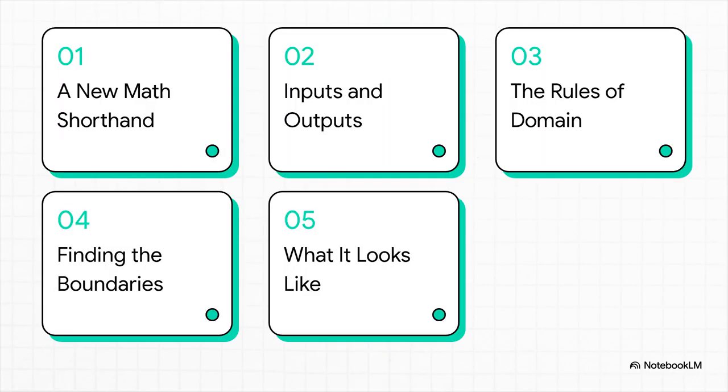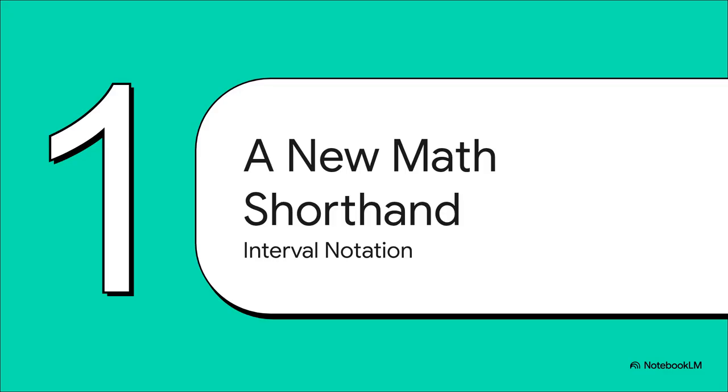All right, here's our game plan. First, we'll learn a new math shorthand. Then we'll talk about inputs and outputs. From there, we'll get into the rules of domain, figure out how to find the boundaries, and finally, we'll take a look at what this all actually looks like on a graph. Let's do it. Okay, first up, a new math shorthand.